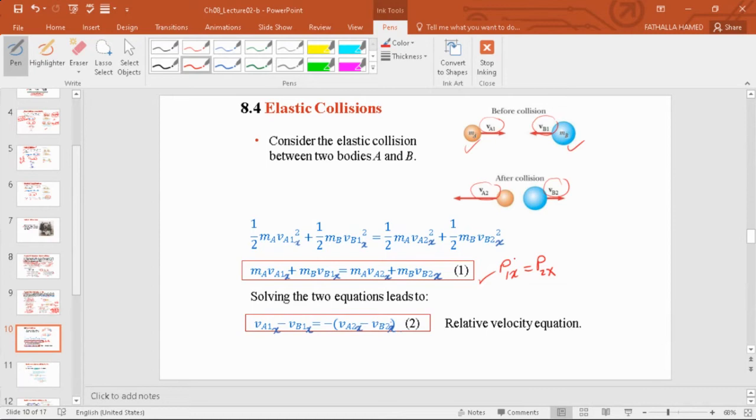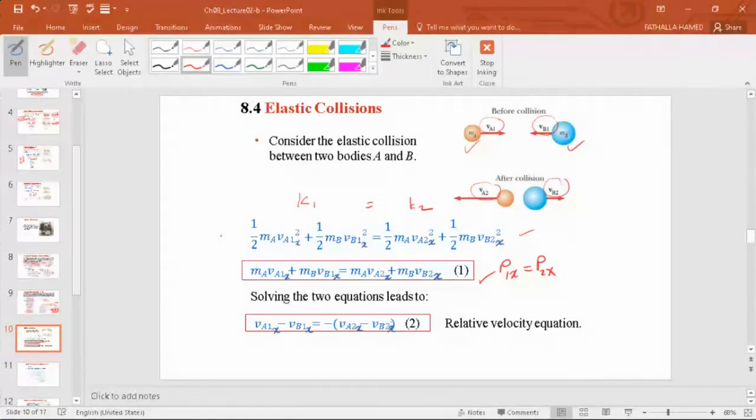Now you have elastic collision. So your kinetic energy K1 should equal K2. So you have here 1/2 MA VA1x squared plus 1/2 MB VB1x squared equals 1/2 MA VA2x squared plus 1/2 MB VB2x squared. And that basically gives you your conservation of total mechanical energy before and after.